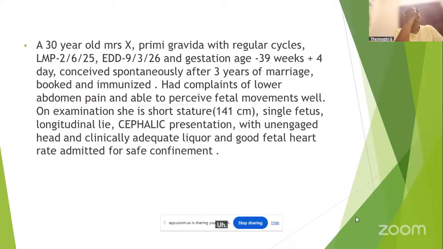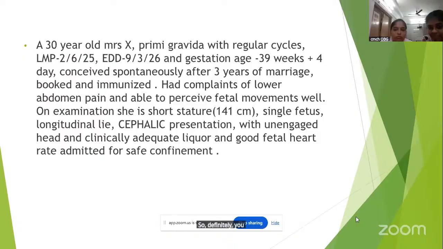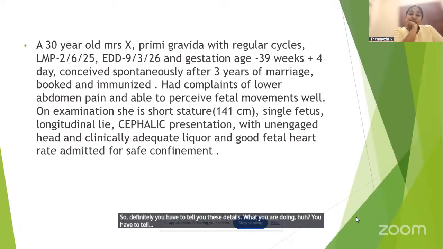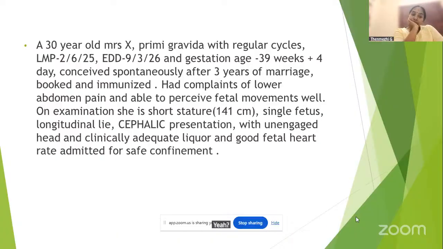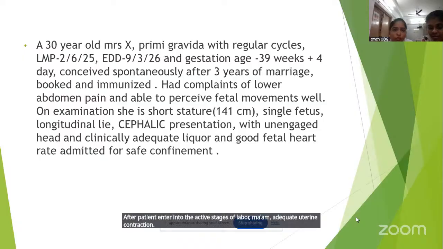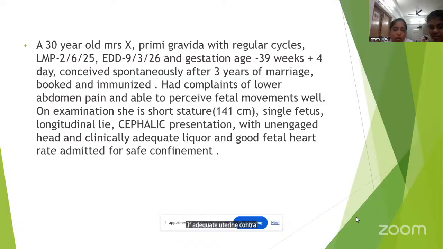If you say it like this, the class can be finished in 10 minutes. They have given 2 hours, no? So definitely you have to tell in detail what you are doing. After the patient enters into the active phase, ma'am, if adequate uterine contraction is present, no oxytocin augmentation is needed, ma'am.